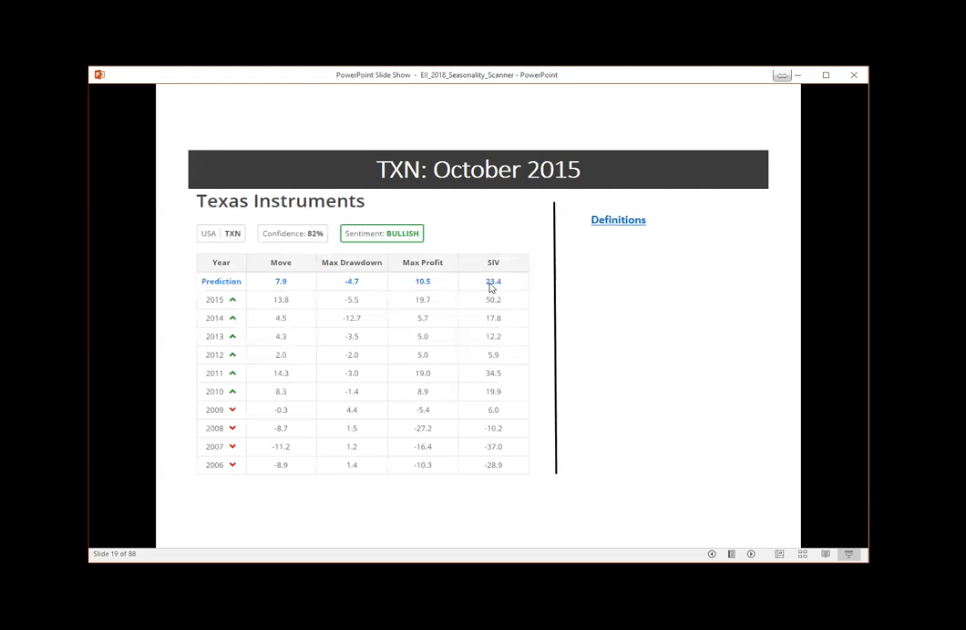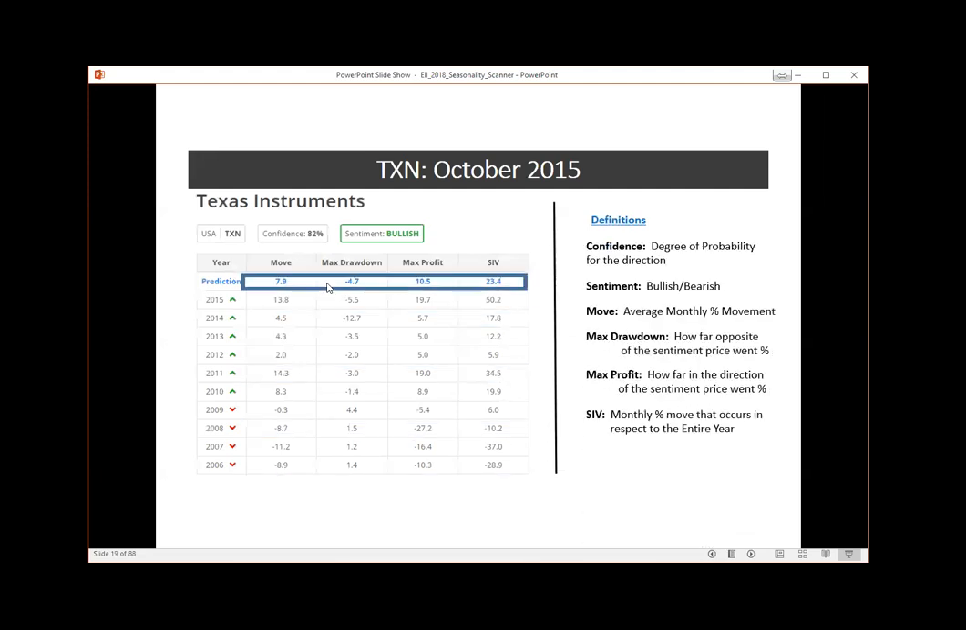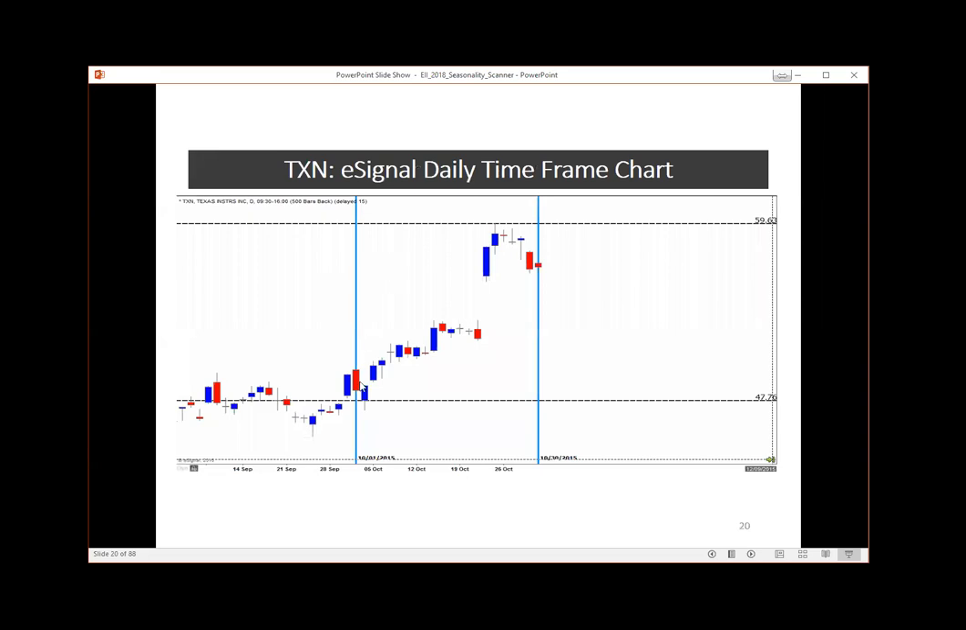Notice this is 23%, which is really, really good. Now, one thing I don't like is the reward risk in here. So you have to make sure with technical analysis, you look for a setup and keep your risk low. Okay, so if you look at the chart here, here's Texas Instruments. You could see the beginning of the month to the end of the month, and you could see the price action movement. It moved here and it worked out really well.